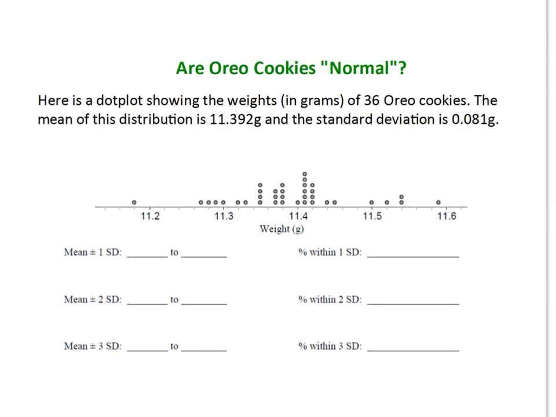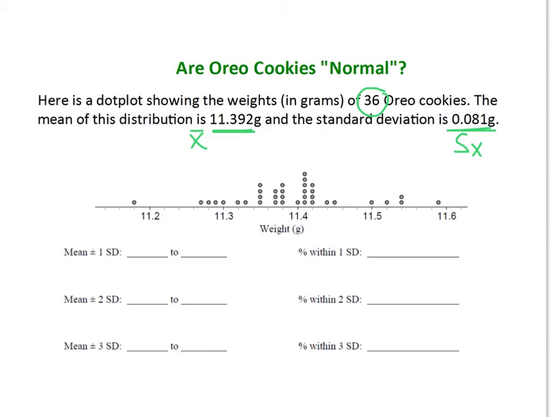It says here's a dot plot showing the weights of 36 Oreo cookies. So I have 36 dots because I had 36 cookies in my sample. The mean is 11.392. So this is a sample of 36, so I would say X bar is 11.392. And the standard deviation, or SX, is 0.081. So how I put the 68, 95, 99.7 rule into practice is by doing something like this.